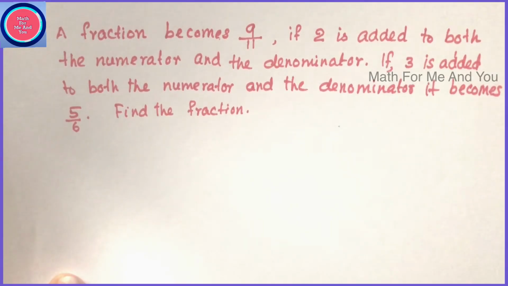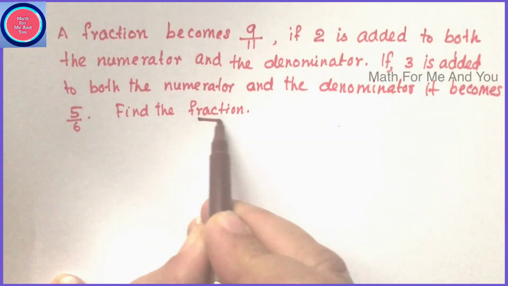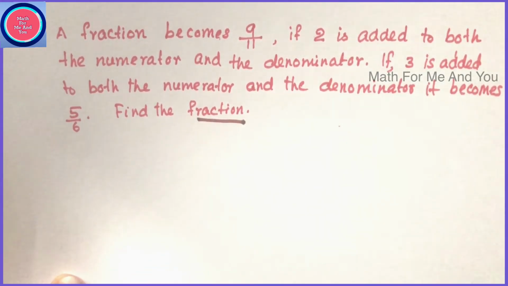Next one. A fraction becomes 9 over 11 if 2 is added to both the numerator and the denominator. If 3 is added to both the numerator and denominator, it becomes 5 over 6. Find the fraction.